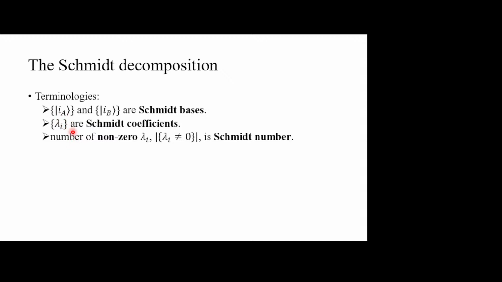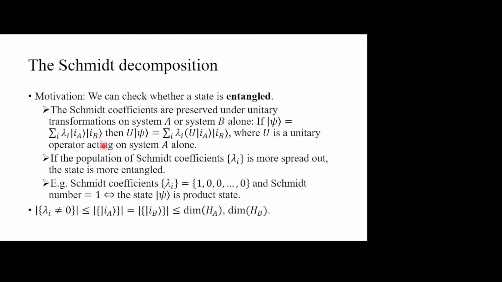So the lambda I are non-negative numbers, and a non-negative number can be 0, and we want to see how many non-zero lambda there are. This is called the Schmidt number, and the Schmidt number is related to how entangled the state is. Yeah, we will see here.